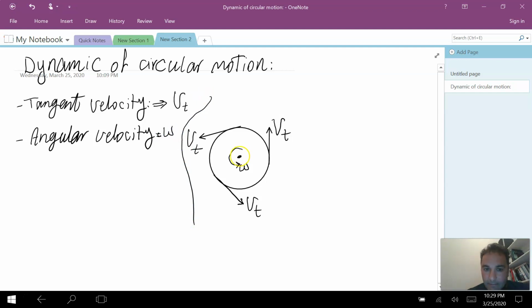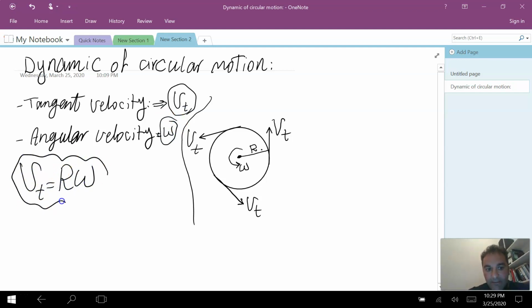And the distance from the center to the circle, we showed by radius. And we saw already in the previous video the relation between Vt and omega. The equation is this: Vt is equal to R omega. This is the relationship between tangent velocity, the velocity on the circle, and angular velocity at the center. Pay attention here.